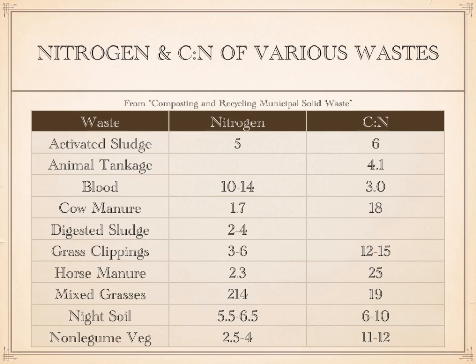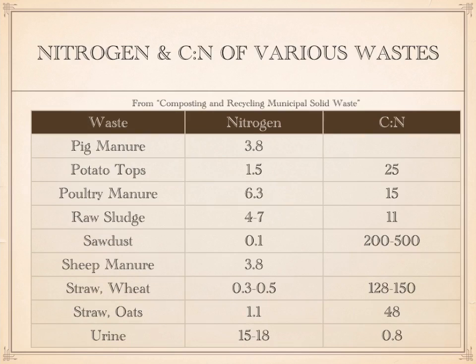This chart is from Composting and Recycling Municipal Solid Waste. Notice the C:N ratio for sawdust is 200 to 500, which means the carbon content of sawdust must be quite large compared to a tiny amount of nitrogen. Urine would have a slightly smaller carbon content compared to its nitrogen, at a C:N of 0.8.